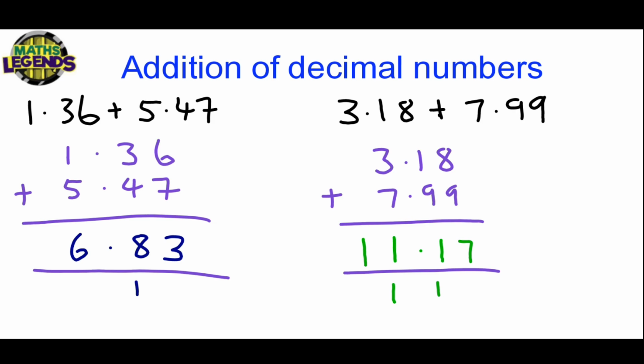When adding decimal numbers, treat it as adding whole numbers. However, you're just aligning the decimal point and making sure the decimal point passes through in the same column in the answer.